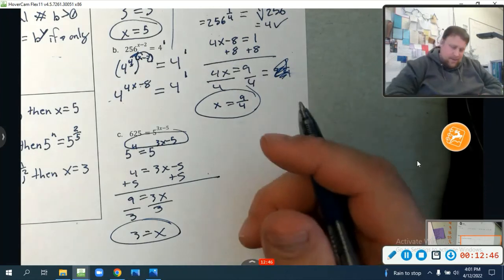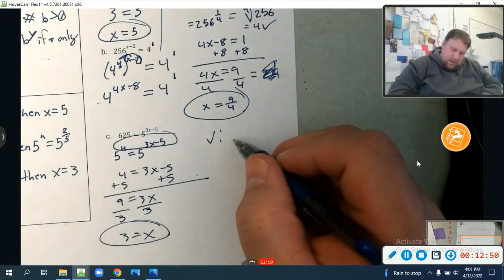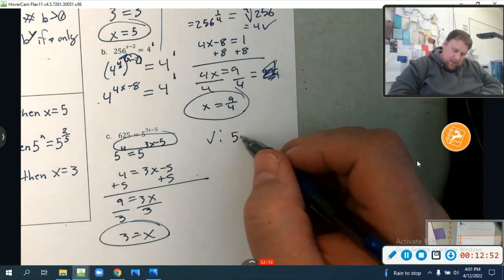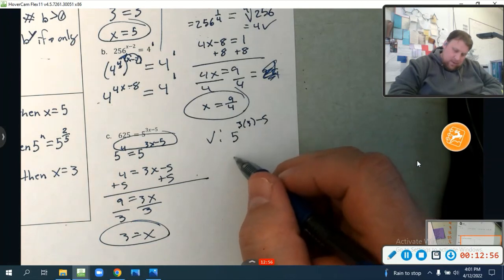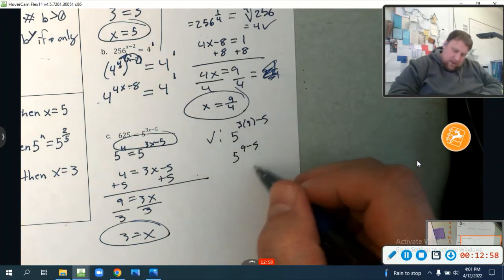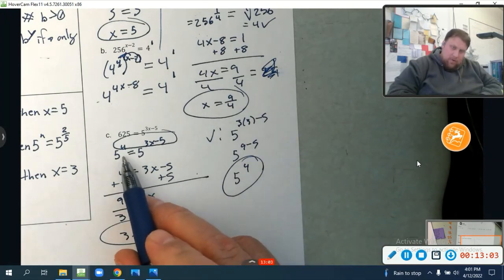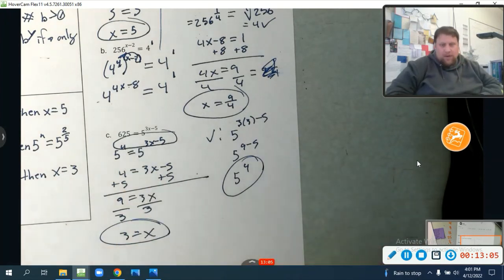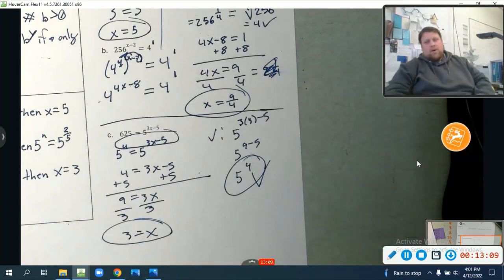Okay, and again, we could check it if I wanted to check it. Let's see, I'd have 5 to the 3 times 3 minus 5, which is 5 to the 9 minus 5, or 5 to the 4th power. Look at that, which is the same as we have over here. We know 5 to the 4th is 625. Check, check, check.